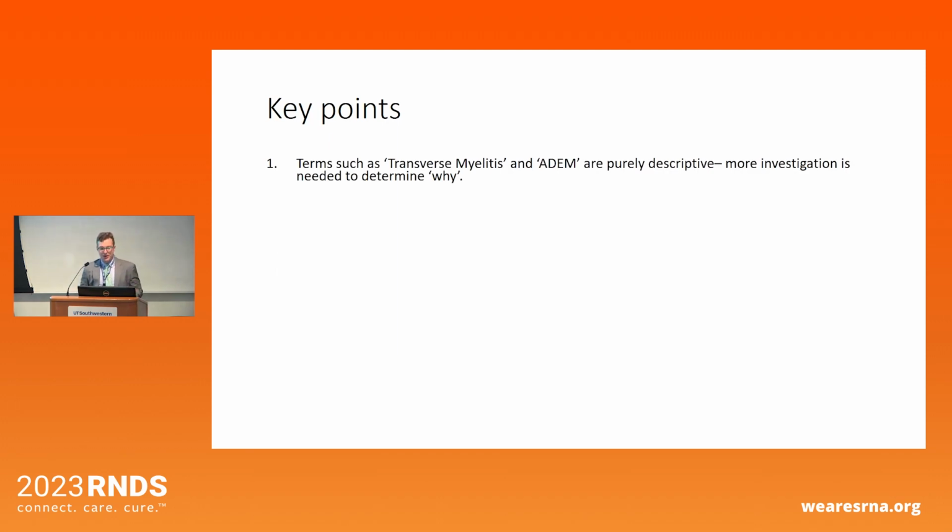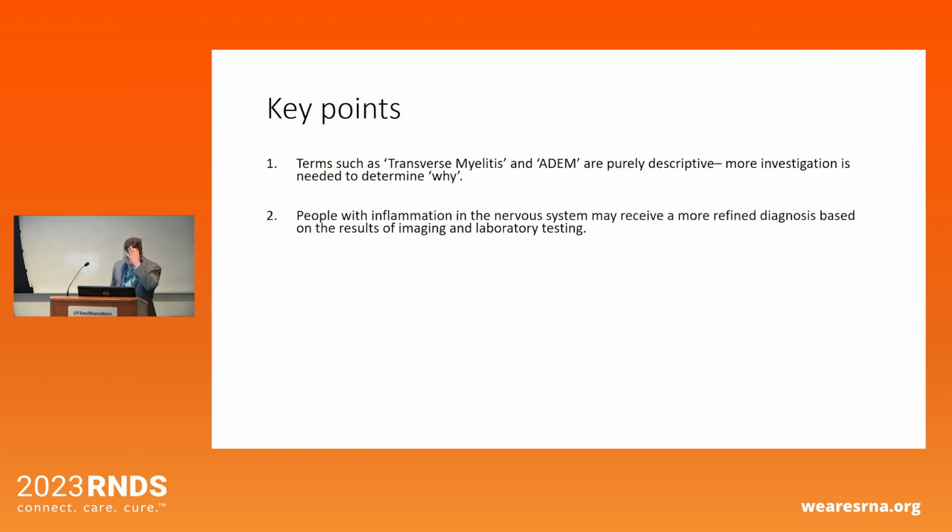So the key points here: terms like transverse myelitis, ADEM, optic neuritis, these are descriptions. They are a working diagnosis. They are not a final diagnosis. You have to work through a process to figure out why. People with inflammation in the nervous system often receive a more refined diagnosis based on the results of imaging and tests. So you may be told you have optic neuritis, but the conversation should be very different.